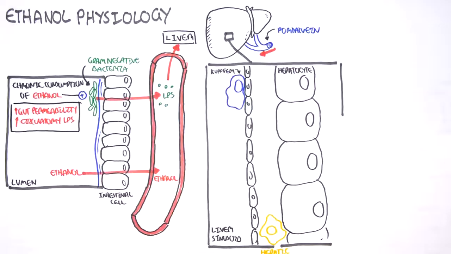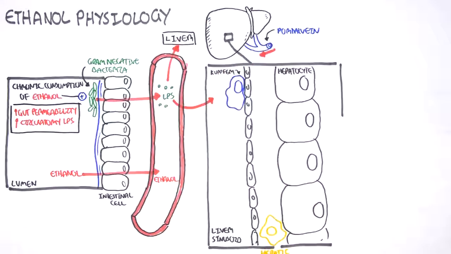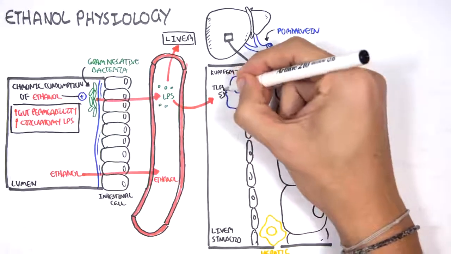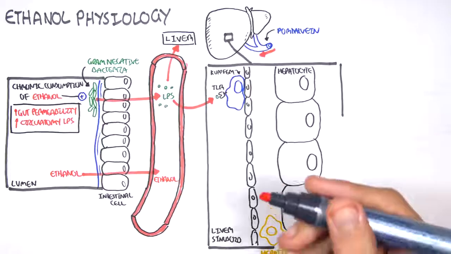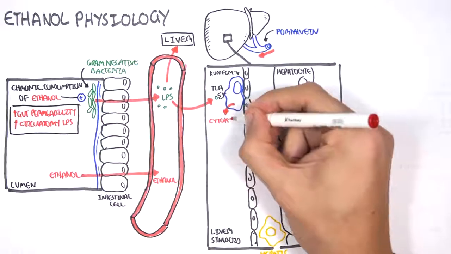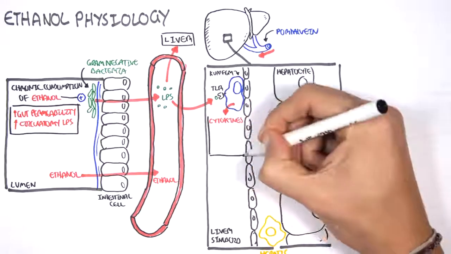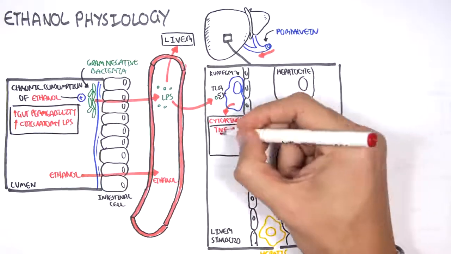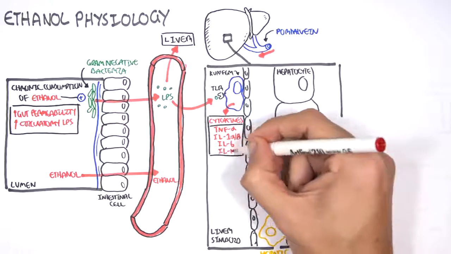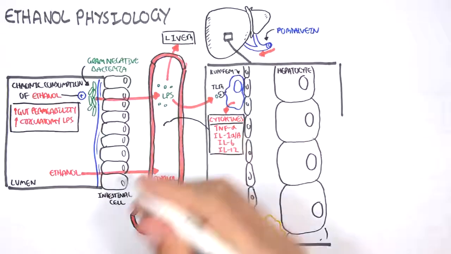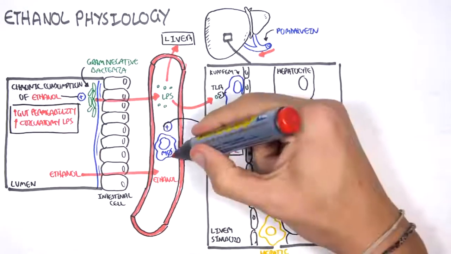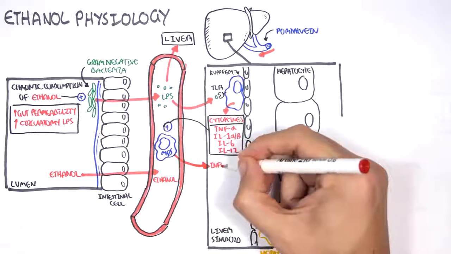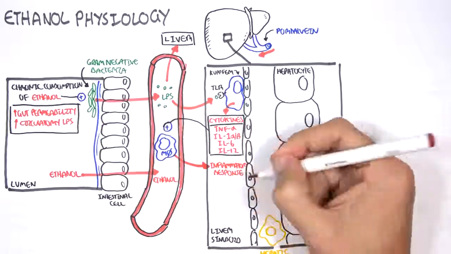So LPS travels to the liver. Here, LPS, lipopolysaccharide, is recognized by Kupffer cells in the liver through toll-like receptors, which are immune cell receptors essentially. When Kupffer cells recognize the lipopolysaccharide, they begin secreting cytokines such as TNF-alpha, interleukin-1, interleukin-6, and interleukin-12. These cytokines have many effects, one of which is recruiting more white blood cells into the area, such as macrophages. And thus, attracting macrophages, it promotes an inflammatory response.